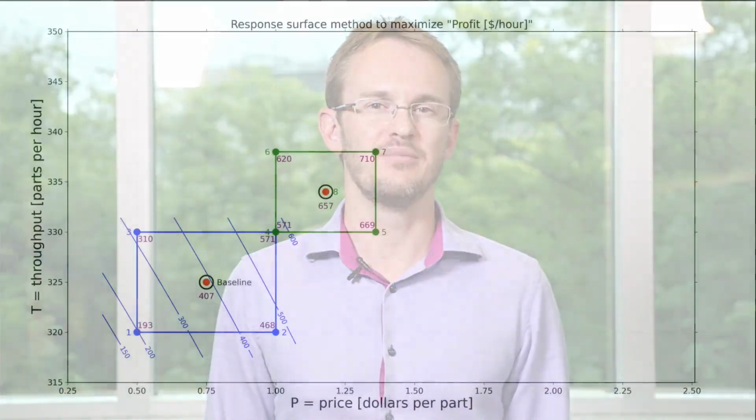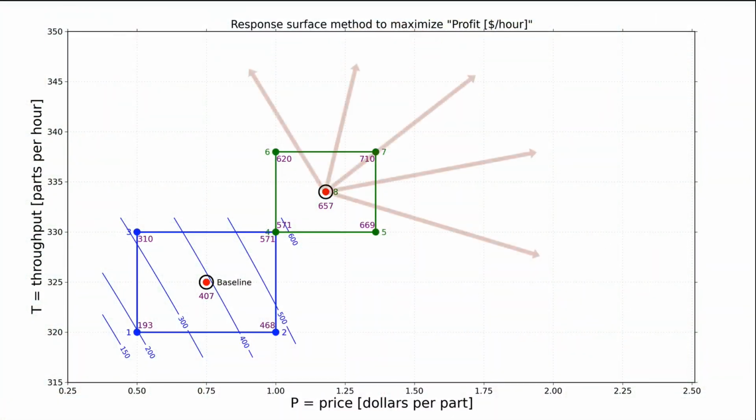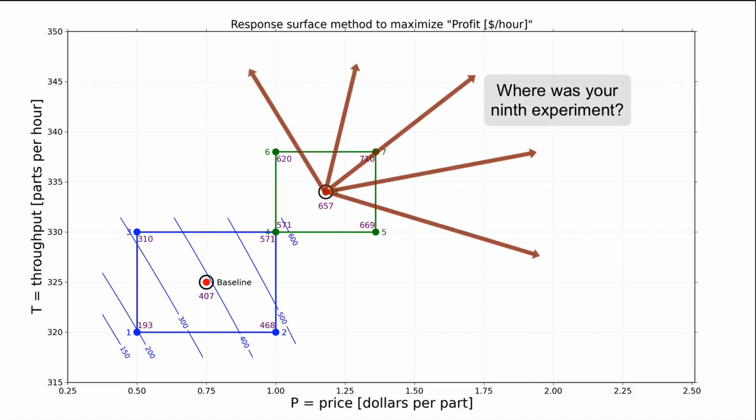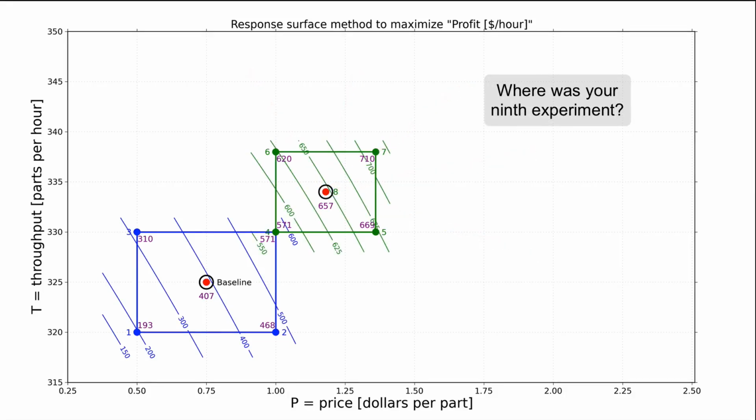In the prior video, I left you halfway up the mountain. I had asked you to take that ninth step, that ninth experiment, on your own. Were you able to find the location of that next run? As we proceed, we will cover two diversions.